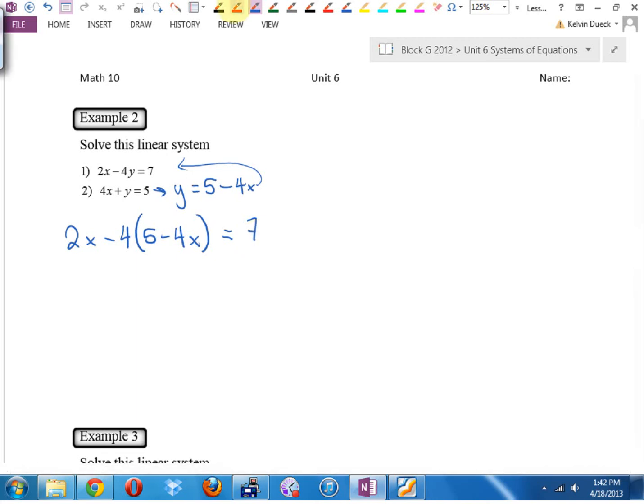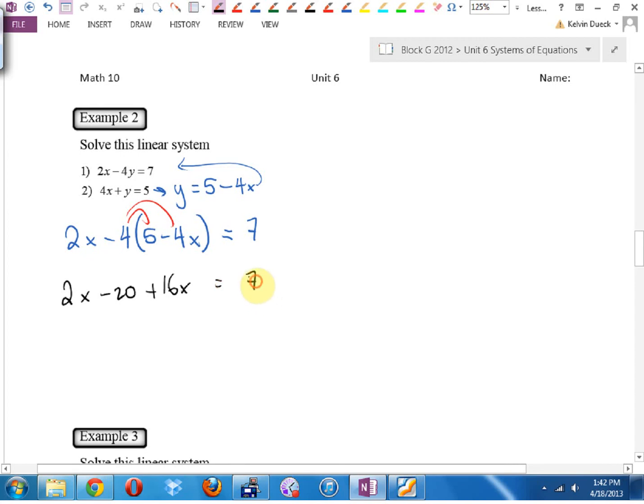Expand. I'll get 2x minus 20, careful, plus 16x equals 7. LT, like terms. 18x minus 20 equals 7? Yes?